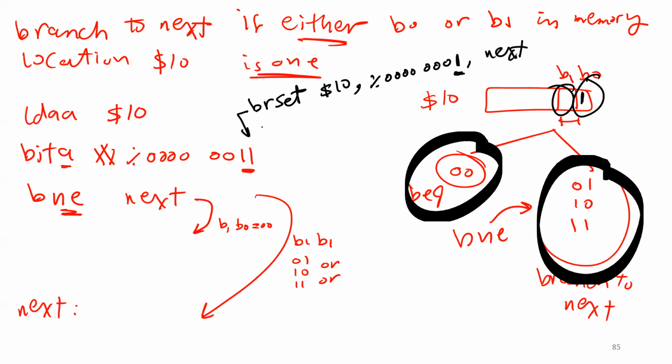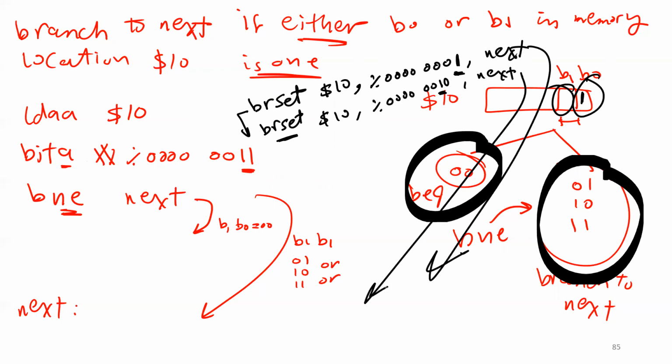Now, if it comes here, I'm going to check the second one. I'm going to say branch if set 10. And then I'm going to say 00000010. So now I'm going to check this bit. If this bit is 1, go to next. So if the first bit is 1, it's going to go to next. Otherwise, I'm going to choose the second one. If it is, I'm going to go to next here. If not, if you come here, that means both of them are zeros.